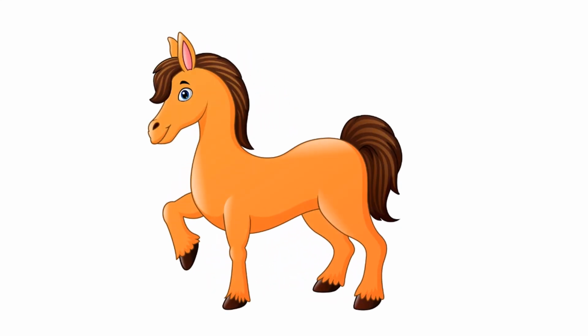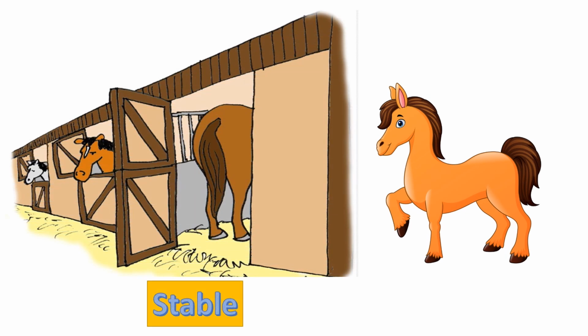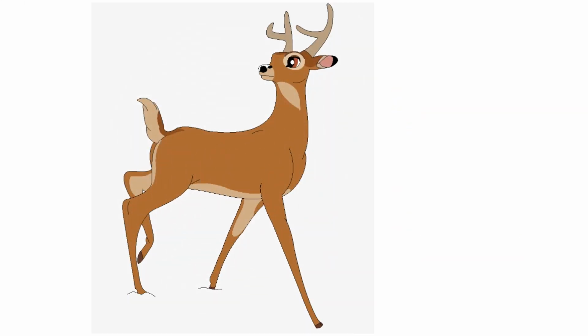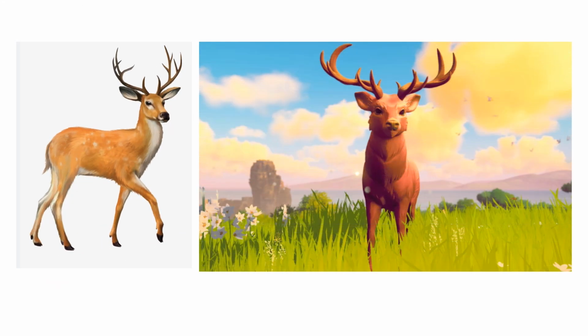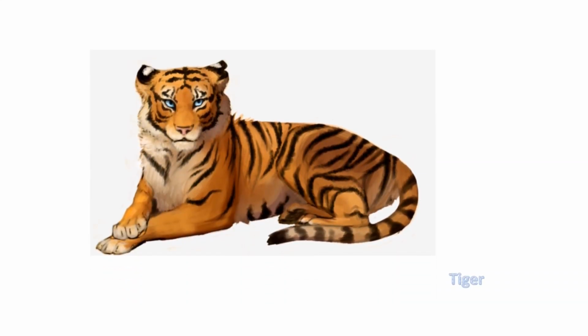Where does a horse live? A horse lives in a stable. Where does a deer live? A deer lives in the grasslands. Where does a tiger live? A tiger lives in a lair.